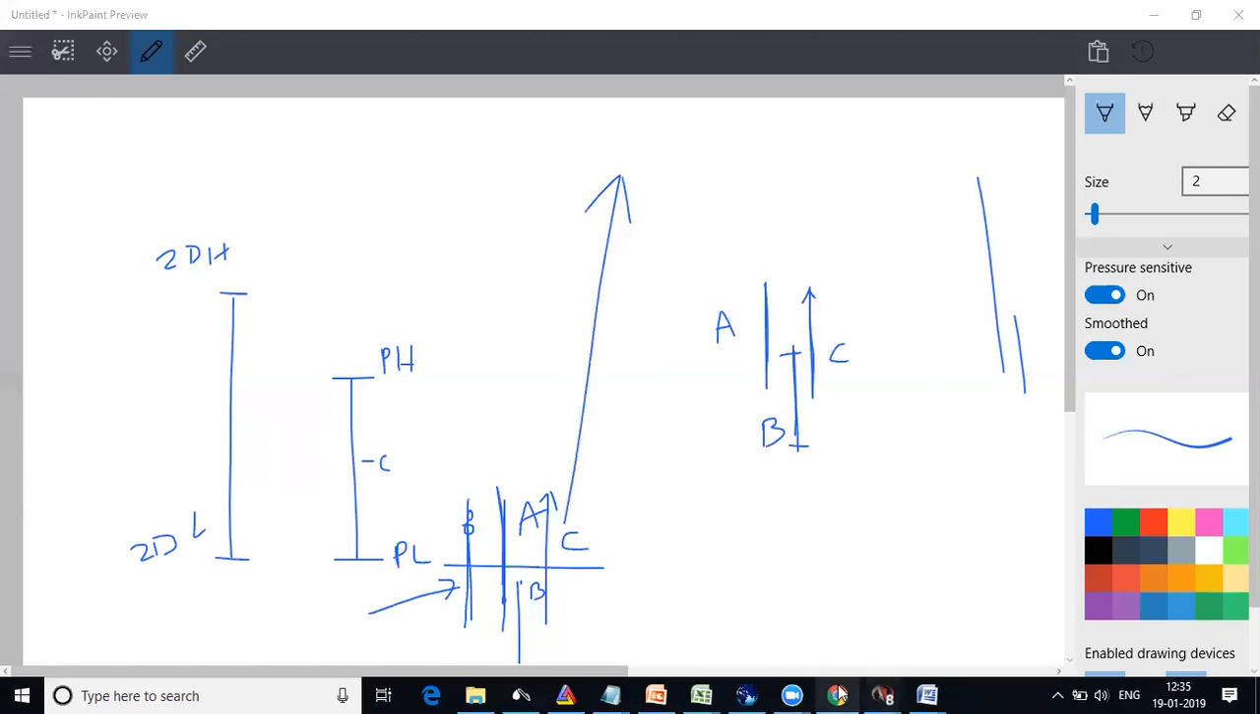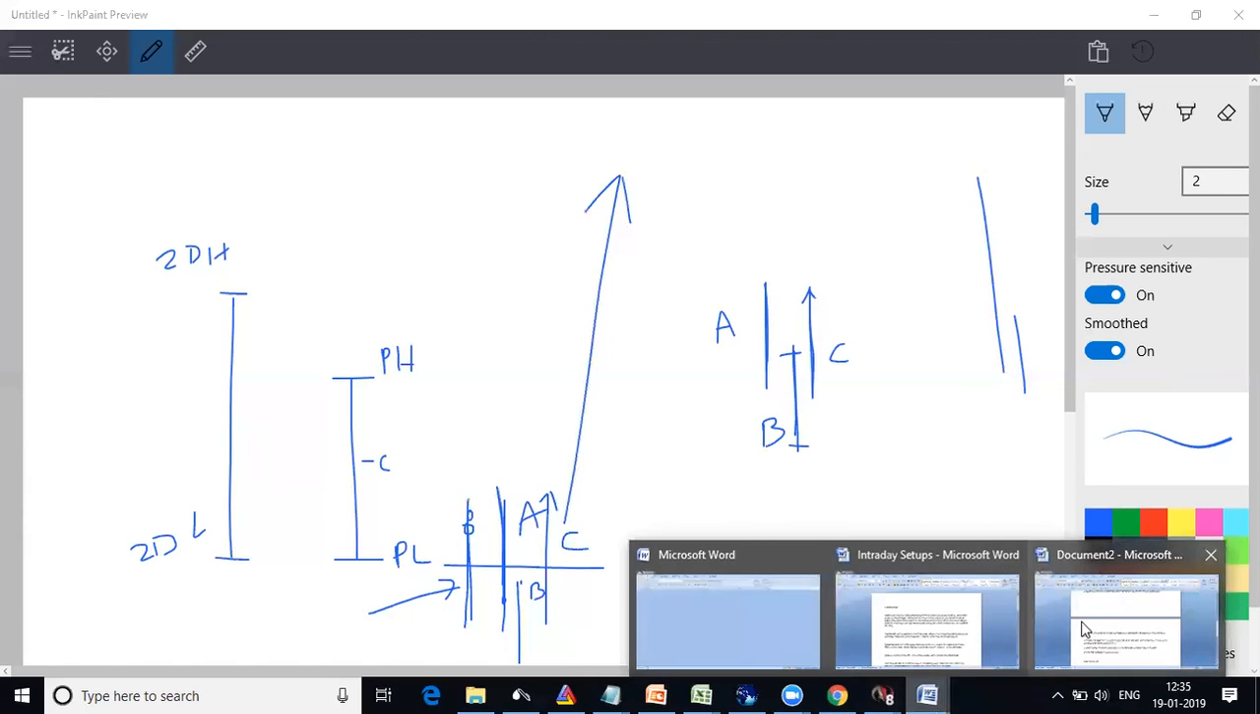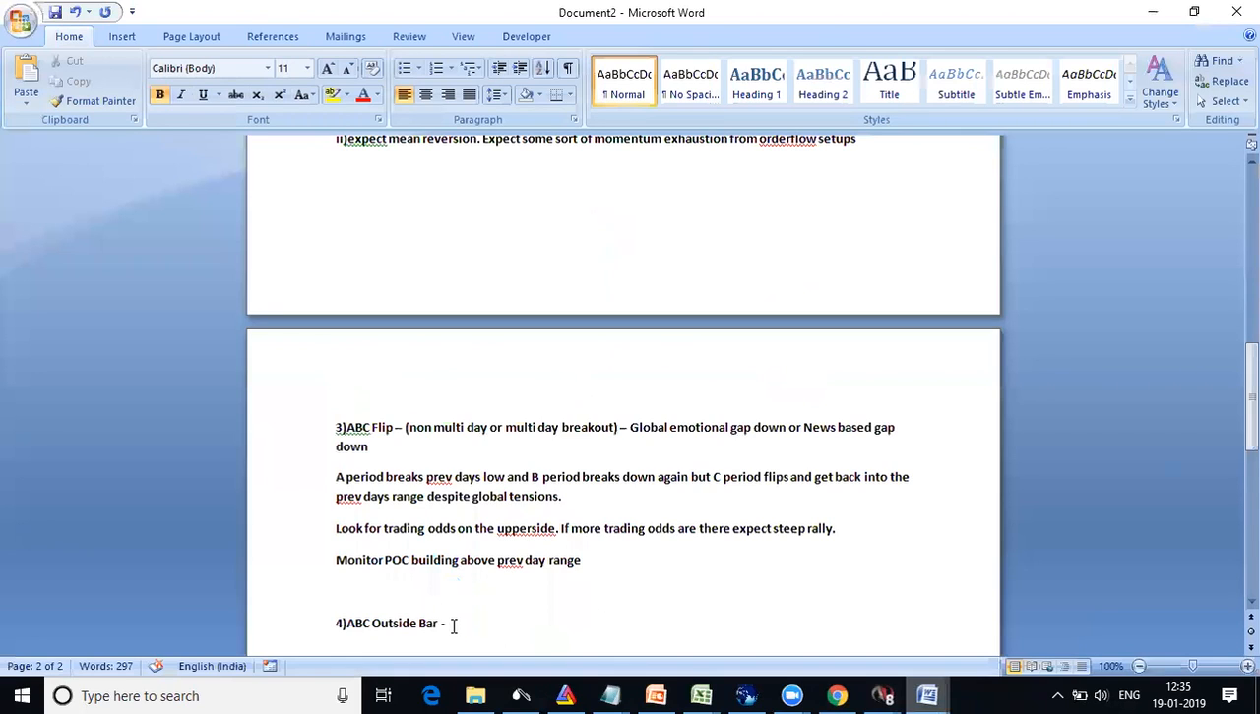So next comes the ABC outside bar. It's an ABC outside bar. We already saw this example in ICICI Bank, where price opens gap down, and it completely does an ABC elongation on the reverse side, with serious elongation, and forms an outside bar relative to the previous day.